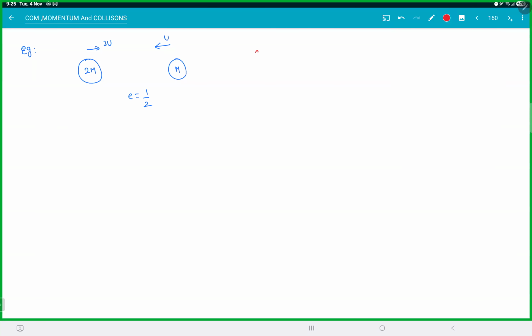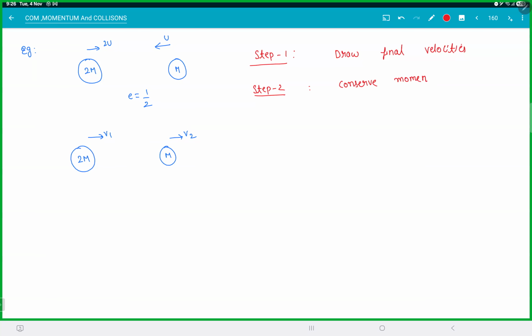Step 1, draw the final diagram or assign final velocities. I will assume the picture finally will look like this. This is V1, and after collision, this is V2. I don't know, you can assume any direction. Science will take care of it. Step 2, conserve momentum. Step 3, use the coefficient of restitution.